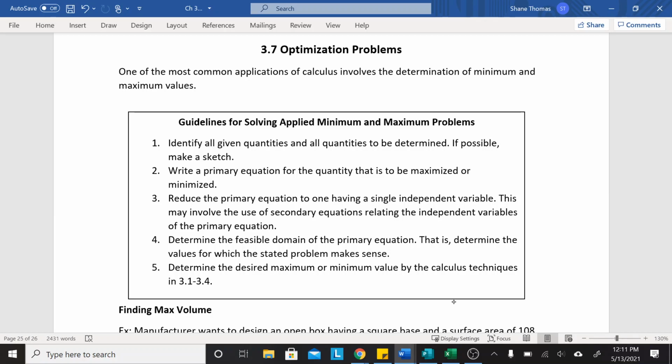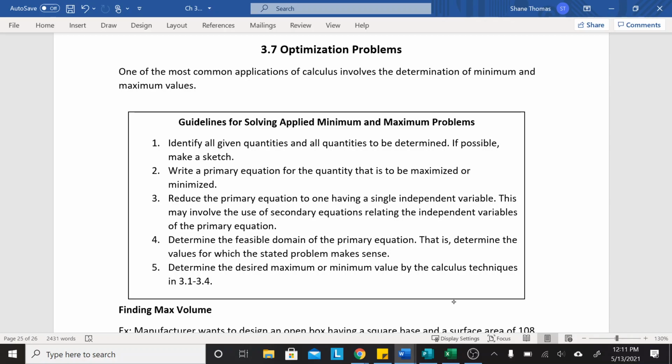Now, don't freak out. This is going to sound a little bit like related rates. Remember, related rates are pretty tough, right? But at the end of the day, I'm going to say it's closer to elimination, doing elimination substitution, more so substitution. You do partial substitution, then differentiate. That's kind of what it comes out to be. Okay, so guidelines for solving applied minimum and maximum problems.